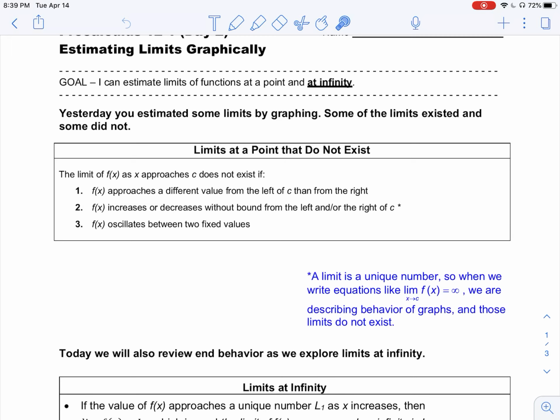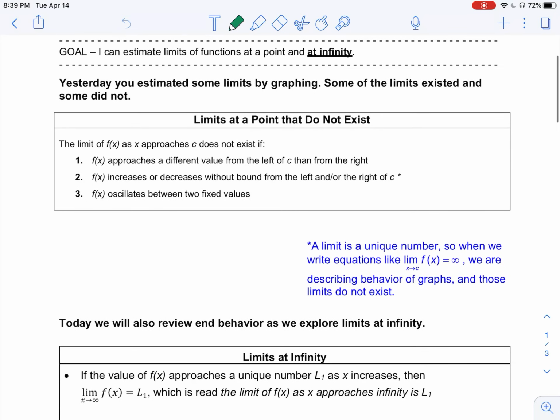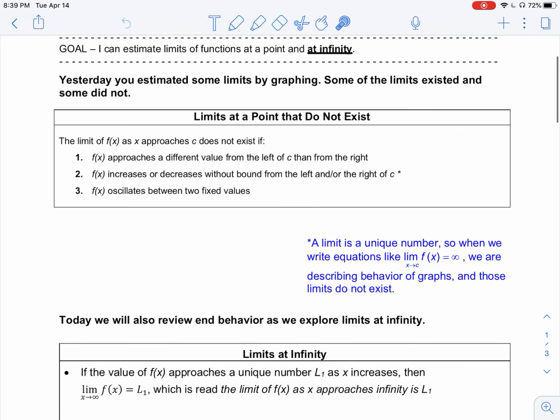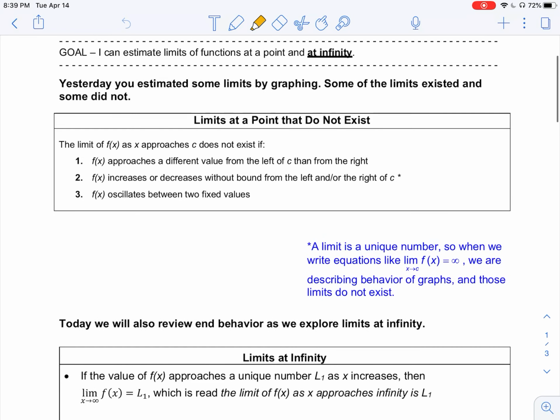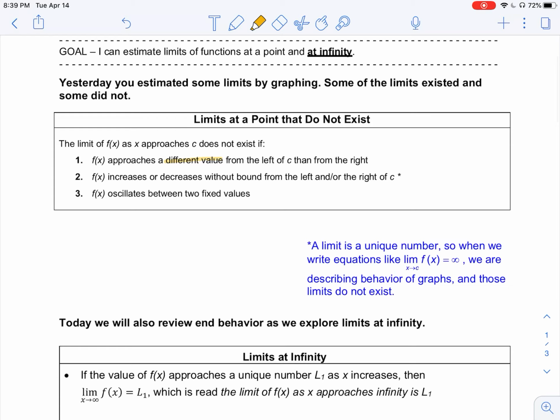So one of the key times that a limit does exist is if your graph passes smoothly through that point. But here are the ways and the times where it does not exist. Number one here, so the limit of f of x as x approaches c. So this is going to a specific point on a graph, does not exist if our function approaches a different value from the left than it does from the right.